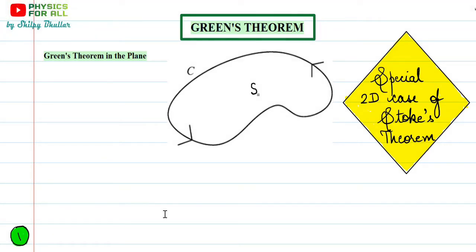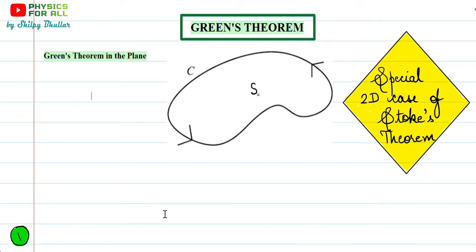In the previous video, we discussed Stokes theorem. So how is this Green's theorem different from Stokes theorem? Well, this is a special two-dimensional case of Stokes theorem, and it is also known as Green's theorem in the plane. So if the word plane comes in, that simply suggests that we are talking of a particular plane which is two-dimensional.